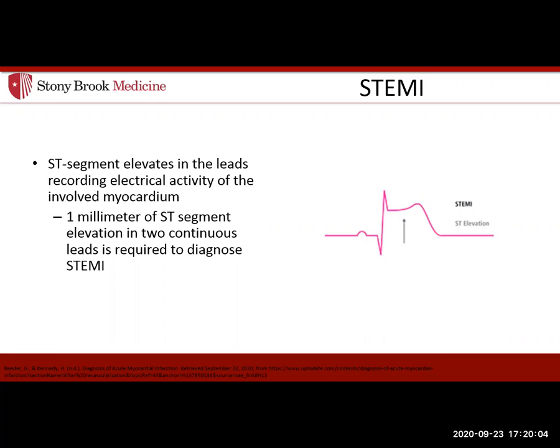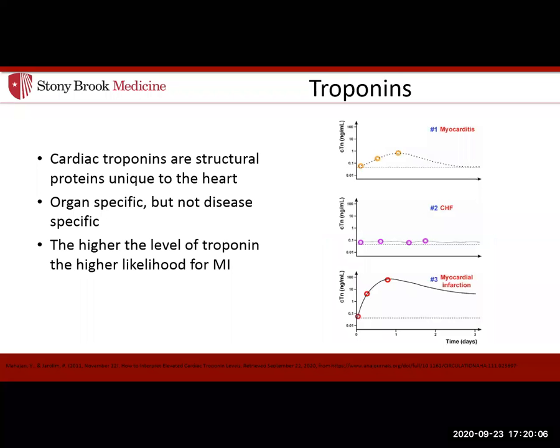As well as EKG changes, there are also changes in patients' lab values. So we see troponin levels. Troponins are cardiac proteins that are unique to the heart. So even though they are organ specific, they are not disease specific. As you can see in the chart on the right, you can have troponin levels in heart failure and any type of inflammation in the heart muscle, as well as in patients who have end-stage renal disease. And that is because these disease states also have some type of myocardial damage, and so the troponins are leaking due to the damage to the myocytes.